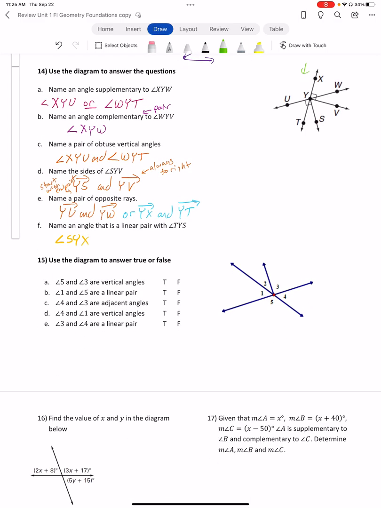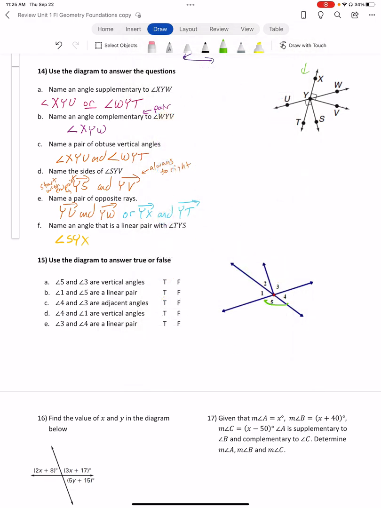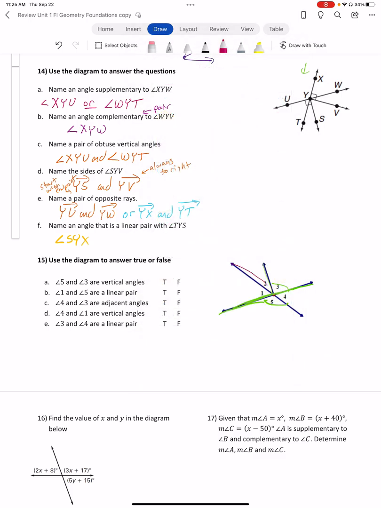Last piece of vocabulary, so that's the last part of this one, is this true or false. Angle 5 and angle 3 are a linear pair. That is, or vertical. That's not true because 5 is made up of this green line and this purple line. 3 is made up of that green line and then that blue line. So that's not going to work out. So that is a big false.